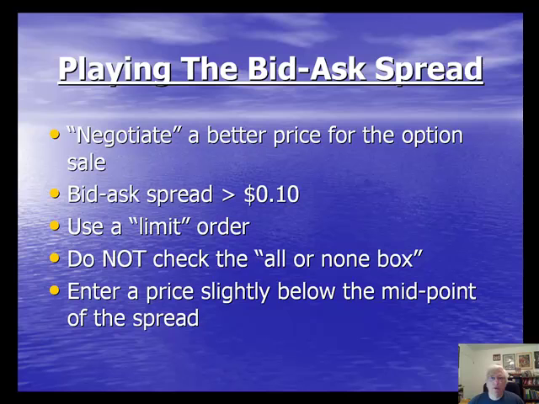So let's talk now about negotiating a better price in the bid-ask spread. I usually use this strategy when the bid-ask spread is greater than 10 cents. Here again, we use a limit order, and we do not check the all or none box. We're more likely to get a better price if that box is not checked. And what we do is we enter a price slightly below the midpoint of the spread.